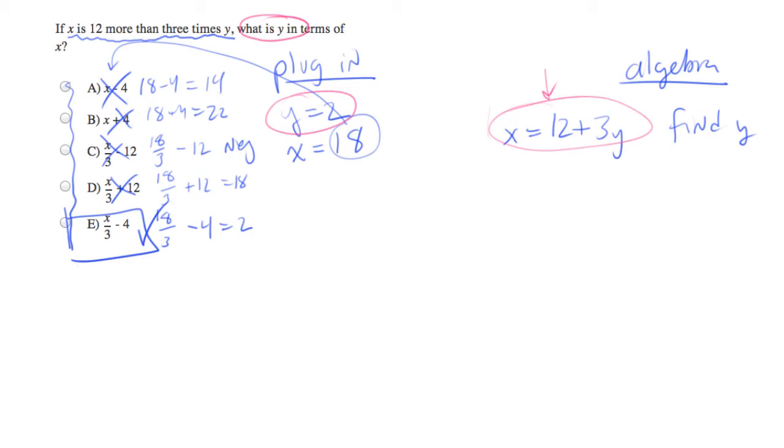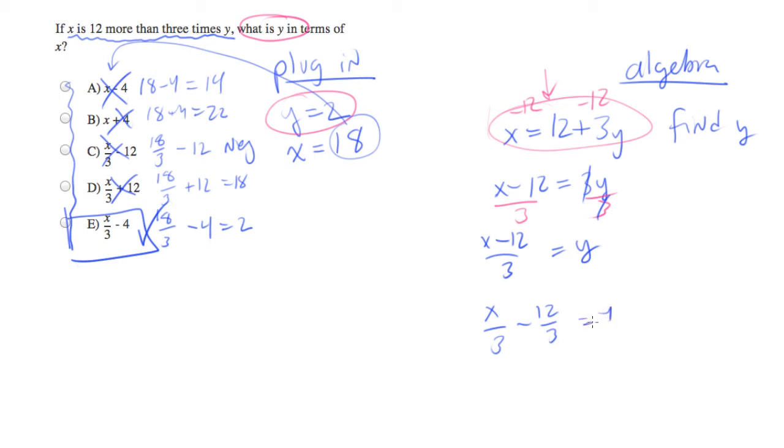We could have subtracted 12 from each side to get x minus 12 equals 3y. Divide both sides by 3. And we'll end up with x minus 12 over 3 equals y. And that's not an answer choice, but we can try to split it up into x over 3 minus 12 over 3 equals y, which simplifies to x over 3 minus 4, which is what we found at the end of the day.